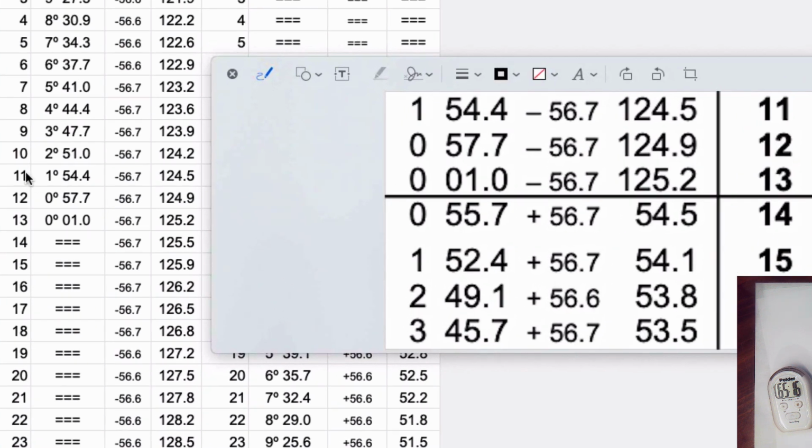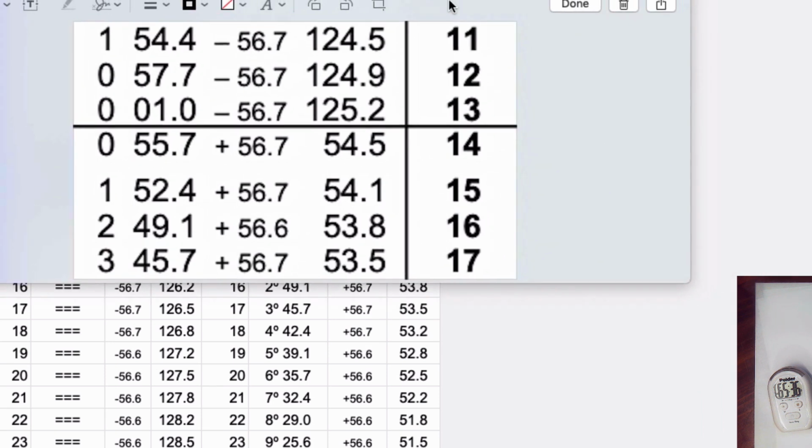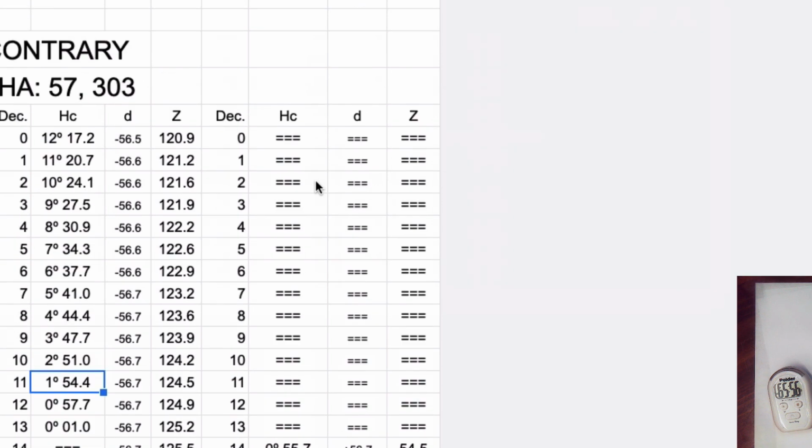With a declination of 11 degrees, we have 1 degree 54.4. That's correct. We have a little d of negative 56.7, azimuth of 124.5. That's pretty good. How about under same, let's go down to azimuth of 17 degrees. How'd we do? 3 degrees, 45.7 minutes, a little d of positive 56.7, and an azimuth of 53.5. Okay, well, that is it.